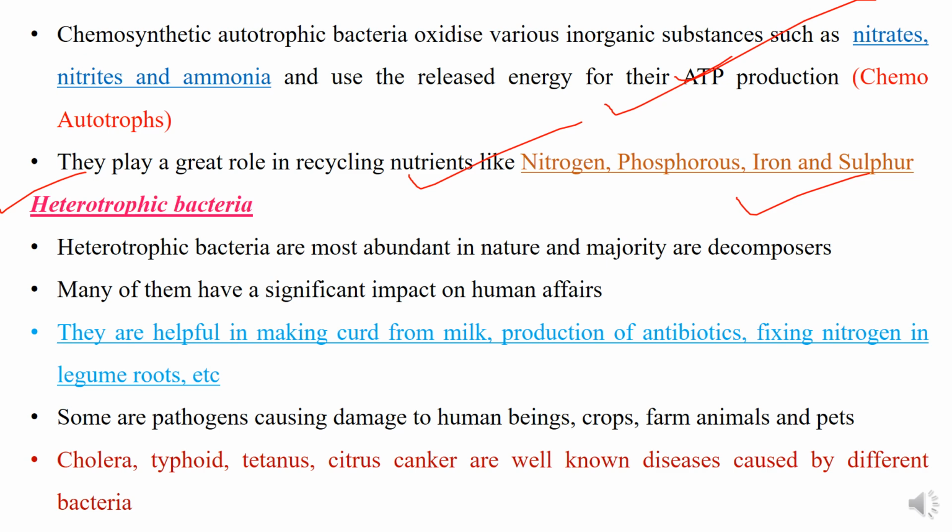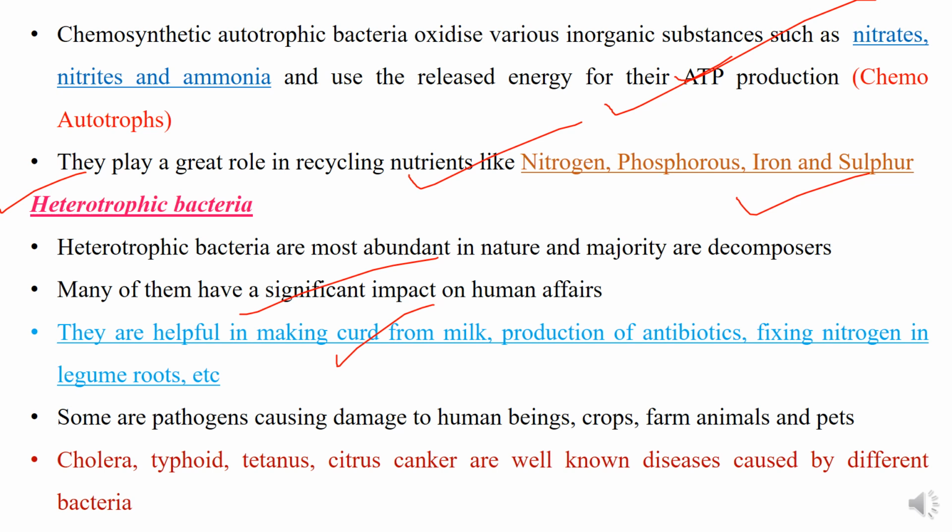That is, they are saprophytic in nature, and many of them have a significant impact on human affairs. For example, heterotrophic bacteria are useful for the synthesis of curd from milk, production of antibiotics, and fixing nitrogen in leguminous roots. So all these are heterotrophic bacteria. And some of the bacteria are pathogens. They cause damage to human beings, crops, farm animals and pets.